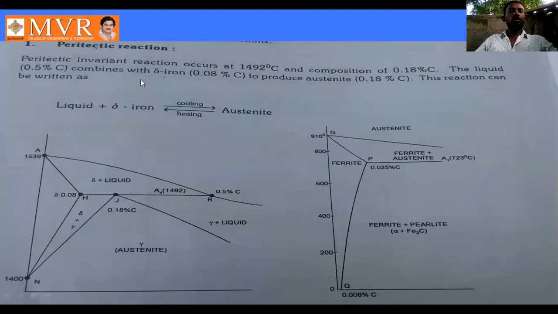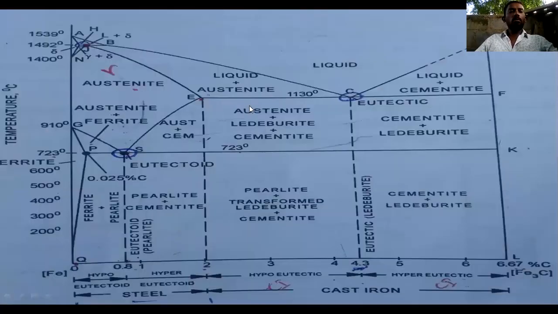So next one, it combines with 0.5% carbon, combining with the delta iron. 0.08% of carbon is to produce austenite, 0.18% is the composition. Therefore, the equation can be written as liquid plus delta iron, heating or cooling, we can get austenite. So this one we can call as the peritectic reaction.